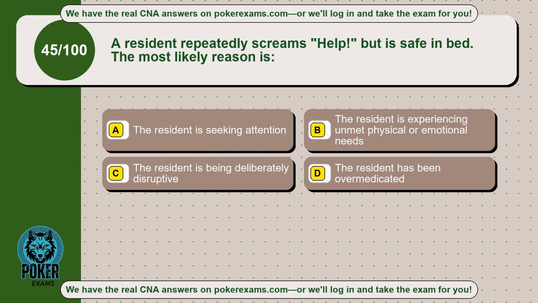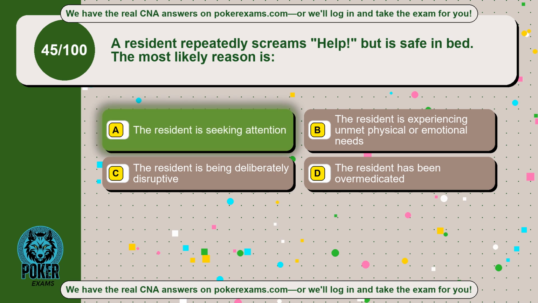Question 45. A resident repeatedly screams help, but is safe in bed. The most likely reason is Option A, the resident is seeking attention. Option B, the resident is experiencing unmet physical or emotional needs. Option C, the resident is being deliberately disruptive. Option D, the resident has been overmedicated.